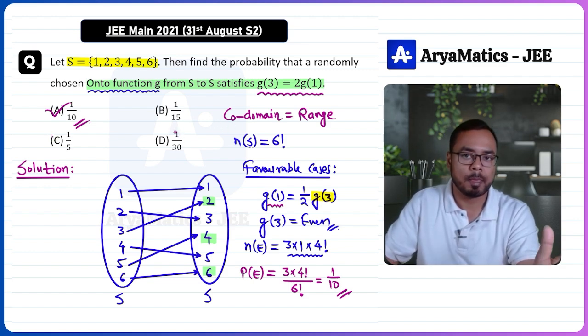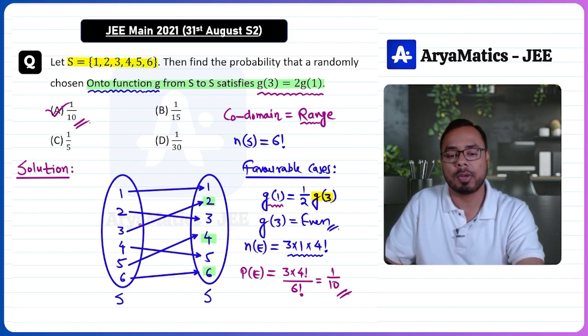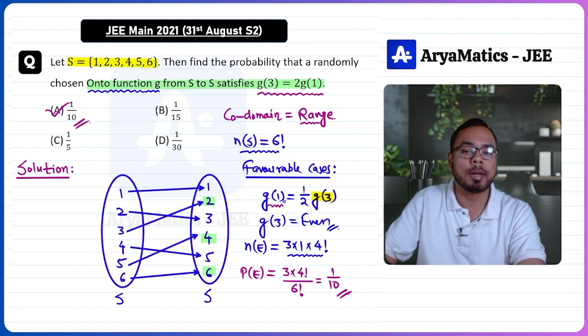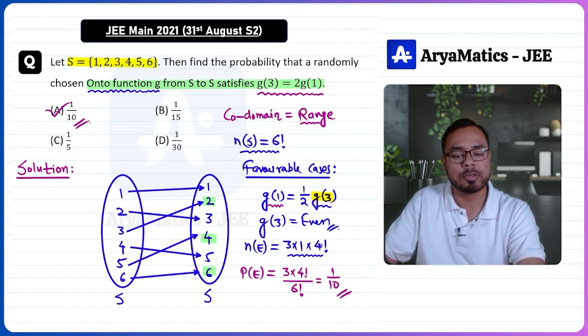So this was a problem from functions as well as probability. First of all, onto function means codomain is the same as range. And if two sets have an equal number of elements, then the number of onto functions is the same as the number of one-one functions. So here the number of elements in the sample space will be 6 factorial. Favorable cases means those onto functions which satisfy the condition that z of 1 is half of z of 3. So for z of 3, we had only 3 even options, either 2 or 4 or 6. For z of 1, only one option. And for the remaining 4 elements, 4 factorial. Therefore, probability will be the number of favorable cases by the total number of cases. Finally, we got 1 by 10, and that is the correct answer for this problem.